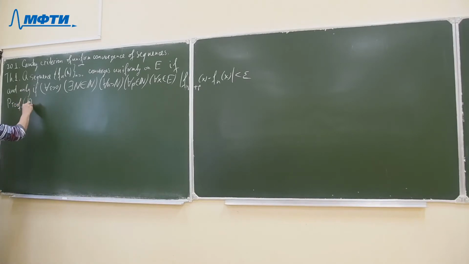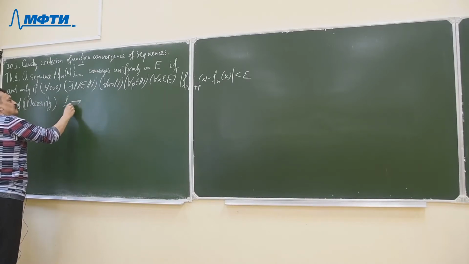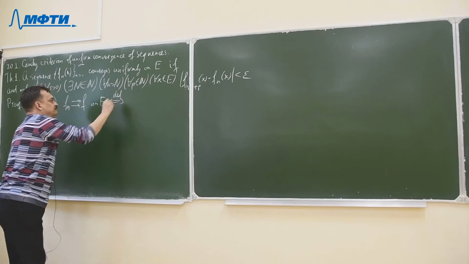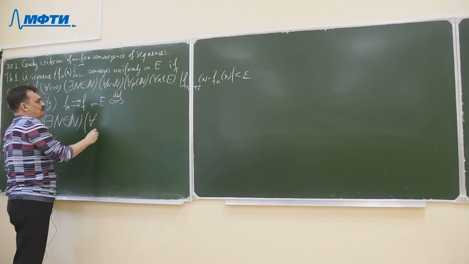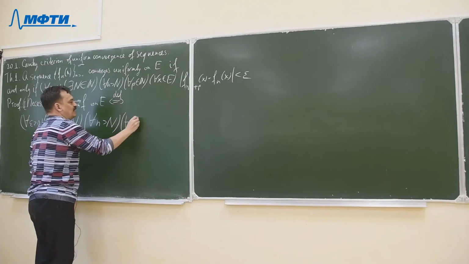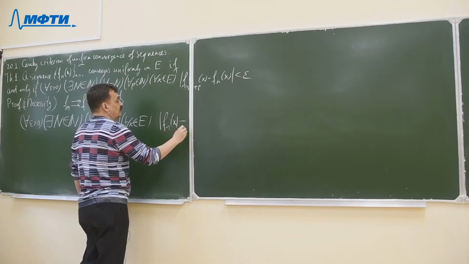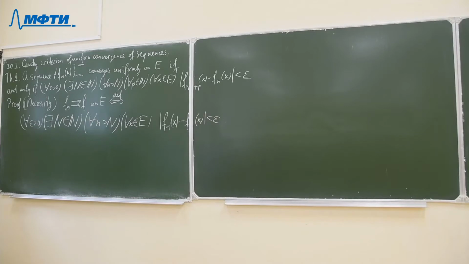Okay, let's start with the necessity part. So we suppose f_n converges uniformly on E. What does it mean by definition? By definition, it means that for arbitrary epsilon greater than 0, there exists a number N such that for all n greater than N and for all x in E, we have the inequality |f_n(x) - f(x)| less than epsilon. That is uniform convergence of a functional sequence.